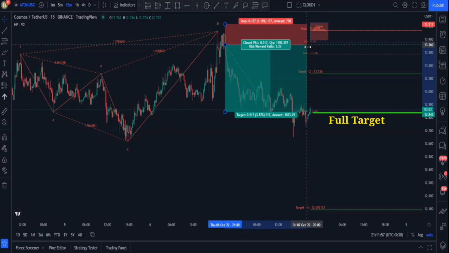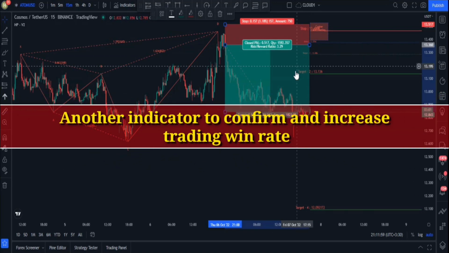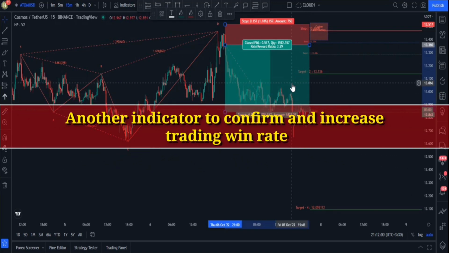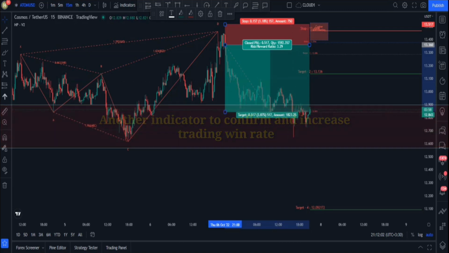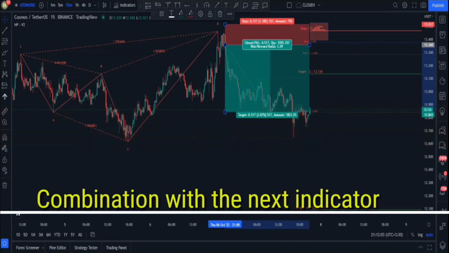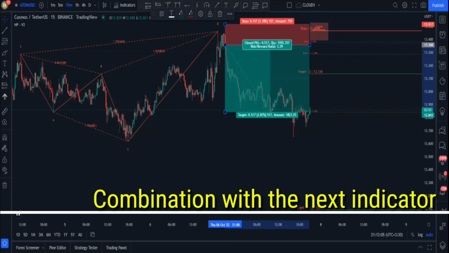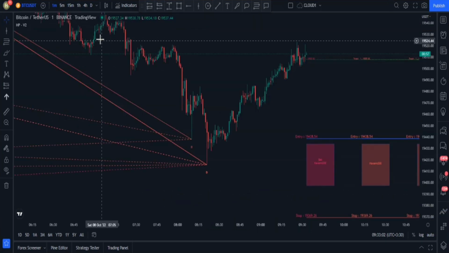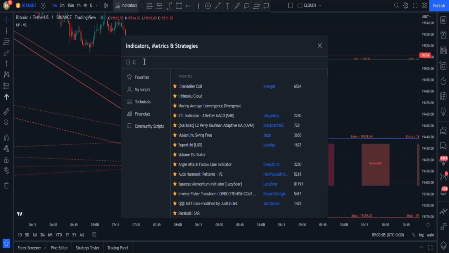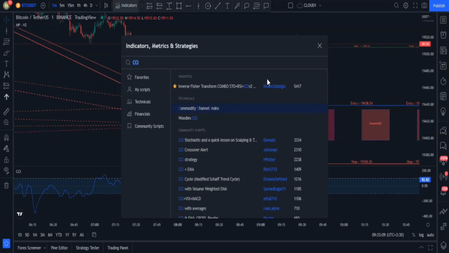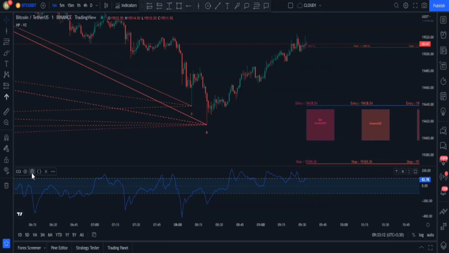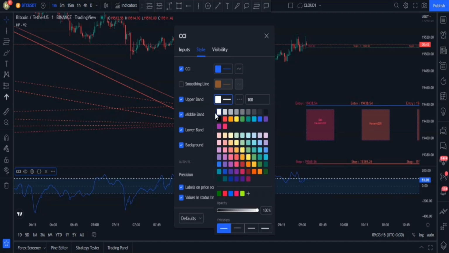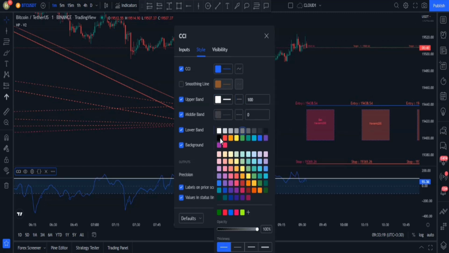But now I'm going to introduce another indicator to confirm the auto harmonic patterns and increase your trading win rate ratio noticeably. With this indicator's confirmation, you can use this very profitable strategy more safely. Search CCI in the indicator section and apply it to your charts. Then in the Style tab, change the upper band and the lower band to white and set them to solid line.